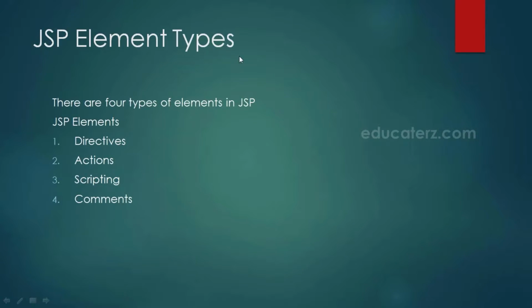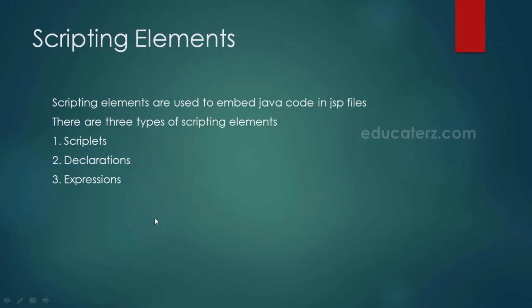Coming to the JSP element types, there are 4 types of elements in a JSP, namely directives, actions, scripting, and comments. Scripting elements are used to embed Java code in JSP files.